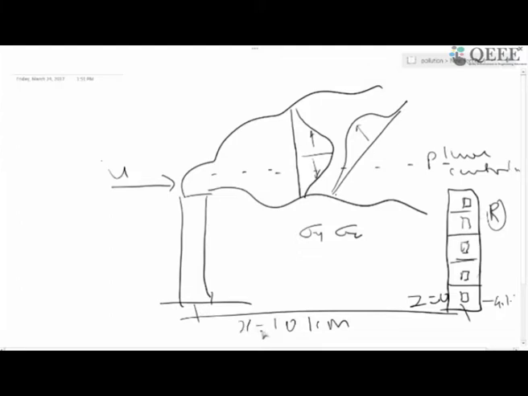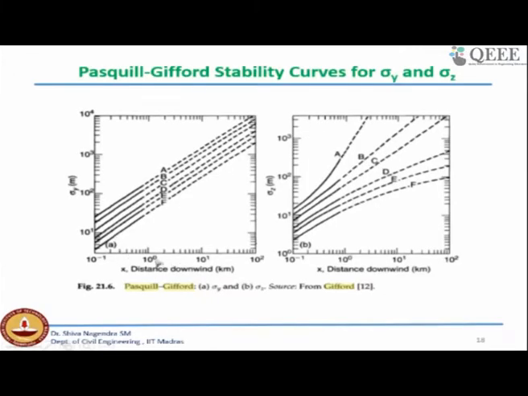We call X the downwind distance from the source, the distance at which you are interested in finding the concentration. So you know the source and the emission, you know the stability class, and you find the sigma y and sigma z values, which will be useful for understanding the dispersion in that particular area.